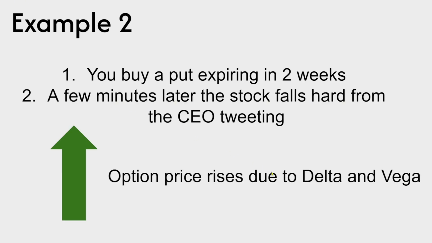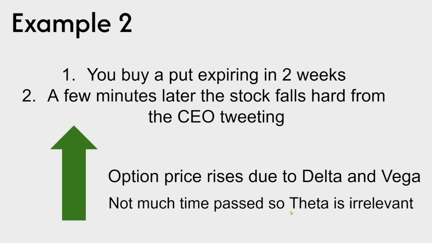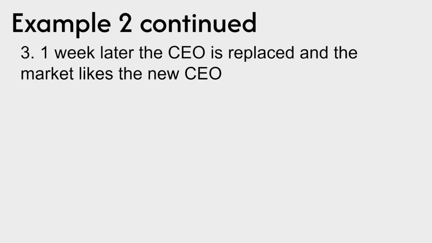But what did change was the stock fell hard from this news. And usually when a stock makes a big move, then the volatility increases. So Vega went up. So our put is looking good. We're making money. The stock went in the direction we want and volatility increased. And once again, not much time had passed, so theta was irrelevant. Okay, let's continue with this example.